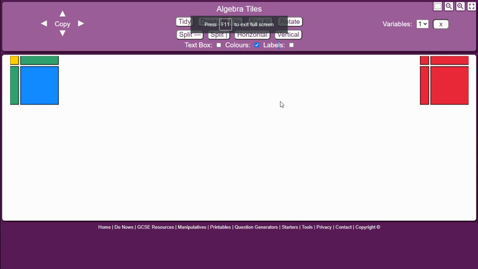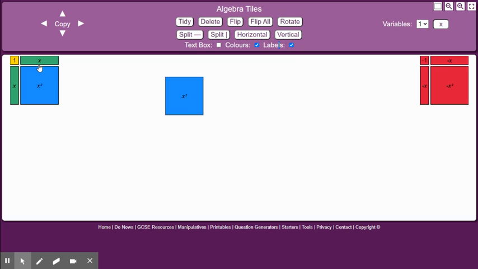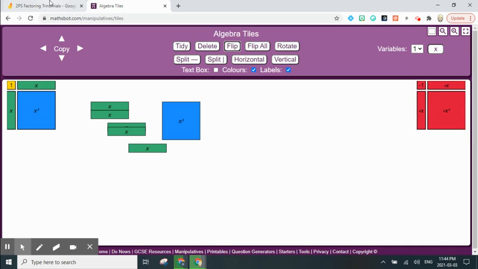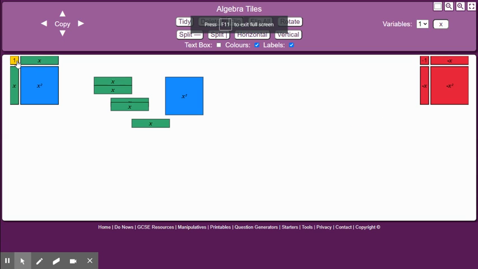Oh, everything is very slow for some reason. Very laggy. So we have x squared plus 5x plus, let me just double check that number, plus 6, I believe. X squared plus 5x plus 6.